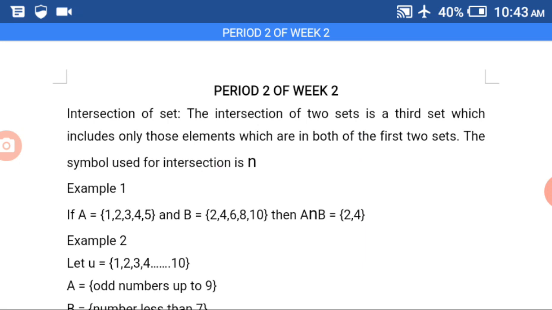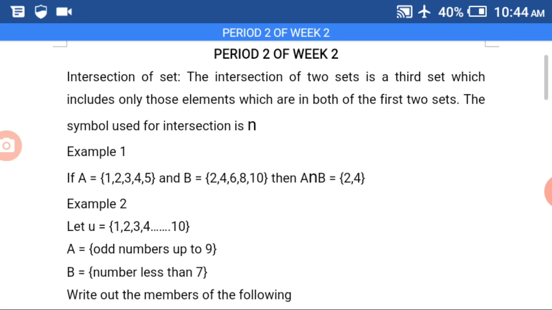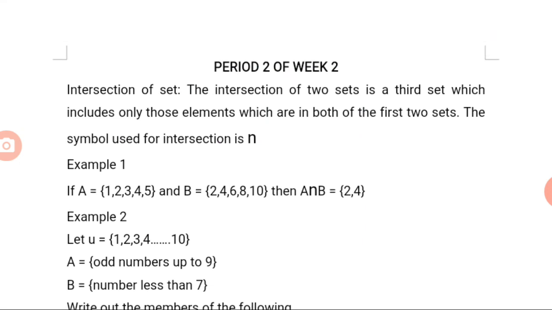In our last lesson, we discussed the definition of Venn diagram. We also mentioned some symbols and their meaning. Then we discussed the union of sets. So today, inshallah, we want to look at intersection of sets.